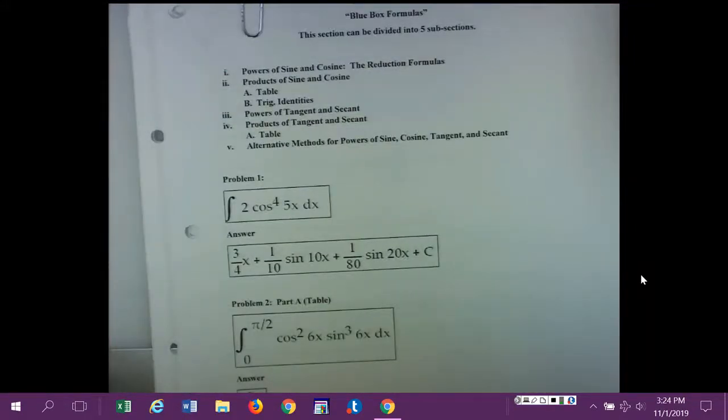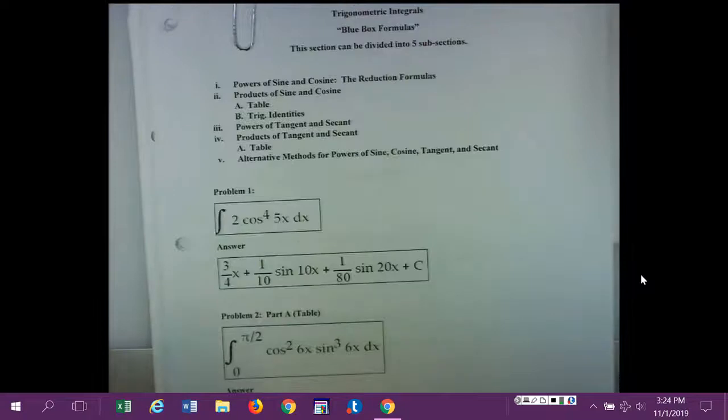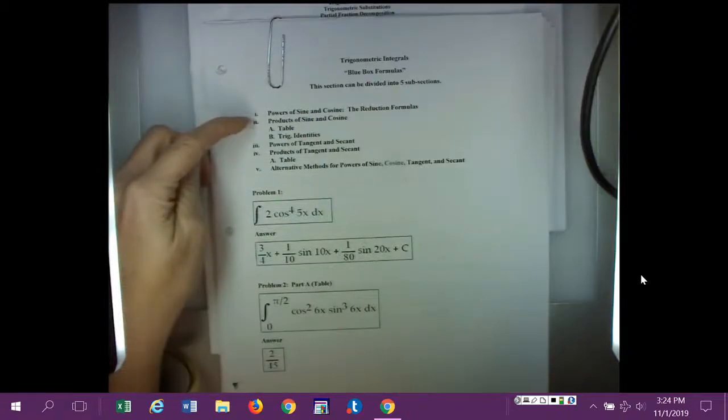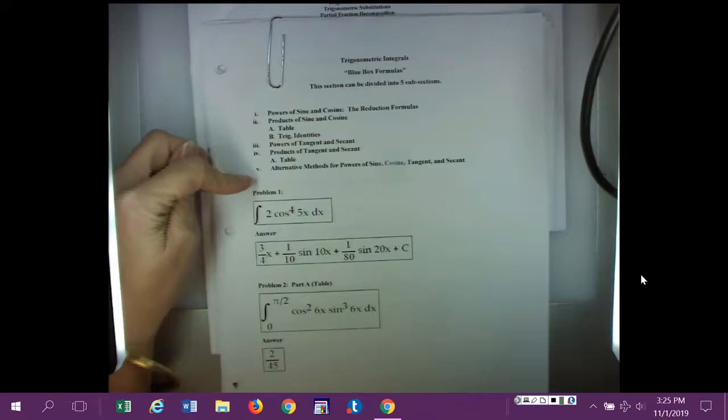In your lecture packet, I have the fact that the trig integral section is broken down into 5 Roman numerals. The first type of problem would involve powers of sine and cosine. The second one, products of sine and cosine. The third one, powers of tangent and secant. The fourth one, products of tangent and secant. The fifth one, alternative methods for powers of sine, cosine, tangent, and secant.